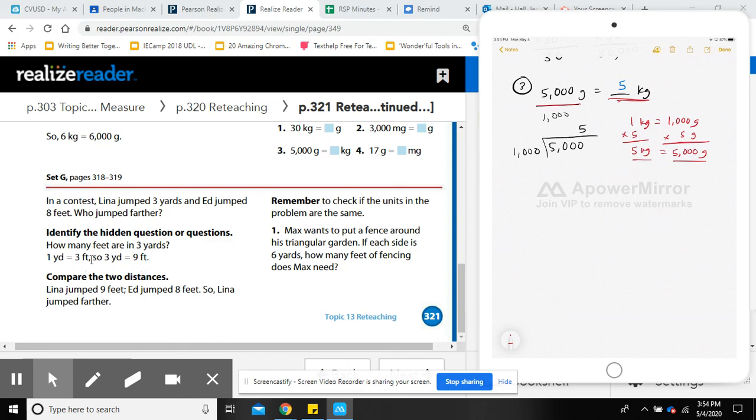So then we can determine based on this information that Lena jumped 3 yards or 9 feet. Lena's jumping 9 feet. Ed is jumping 8 feet. So Lena jumped farther because 9 feet is greater than 8 feet. But do not forget, the biggest thing is that you cannot compare different units. You have to convert them to the same unit in order to compare them.